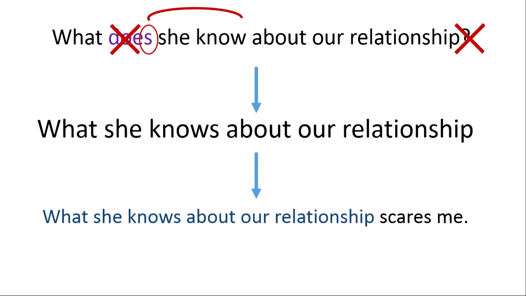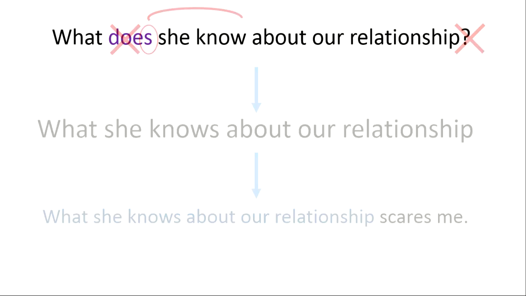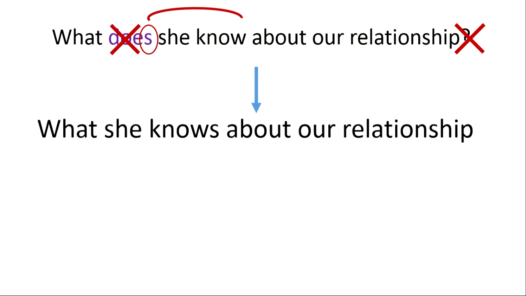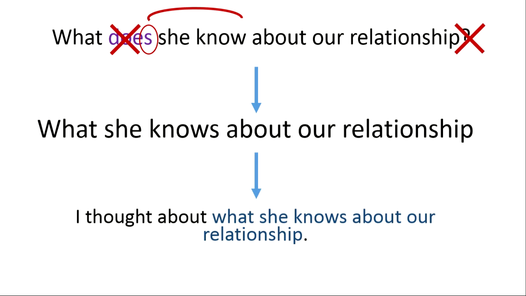Now I've used this new noun clause as the subject of the new sentence. What she knows about our relationship scares me. Let's do it again. This time, I'm going to do the same thing. What does she know about our relationship? As usual, we get rid of the auxiliary verb and the question mark. Then we move s to the verb, and we end up with this noun clause. And we use it as the object of the sentence.